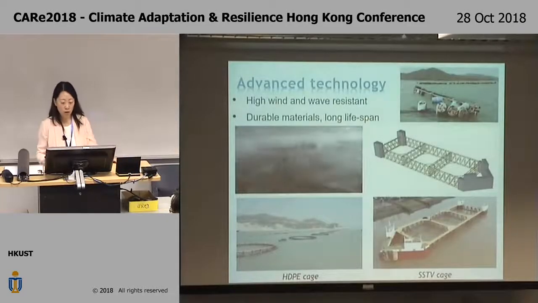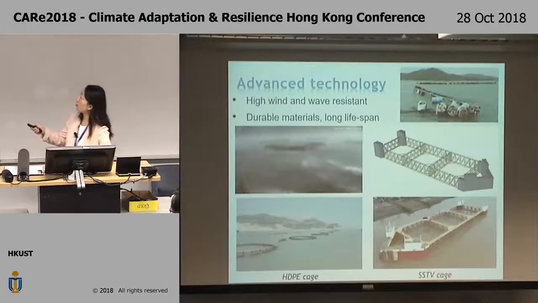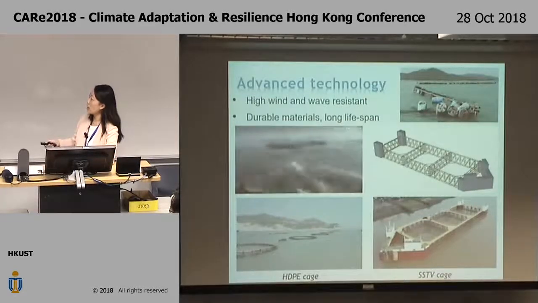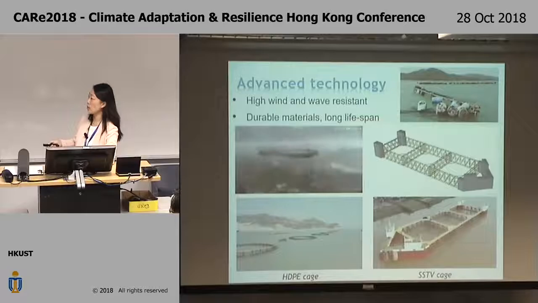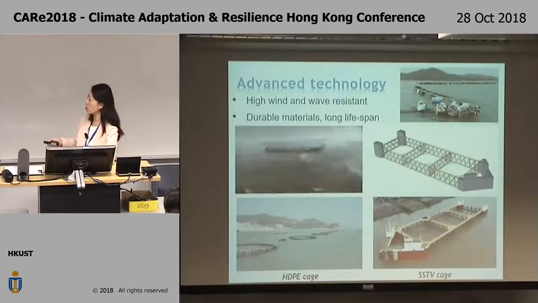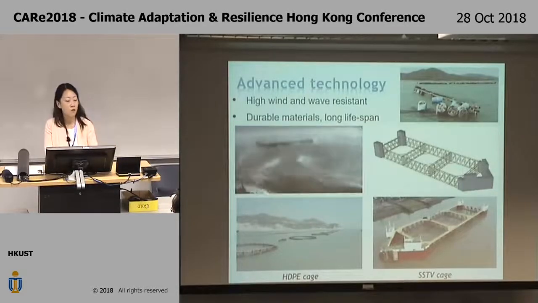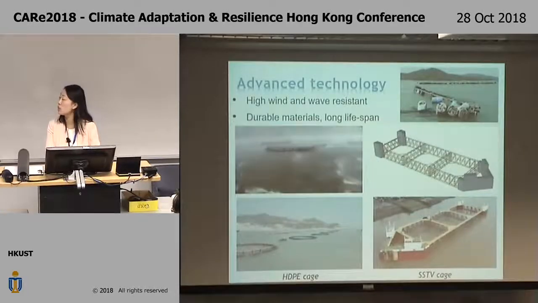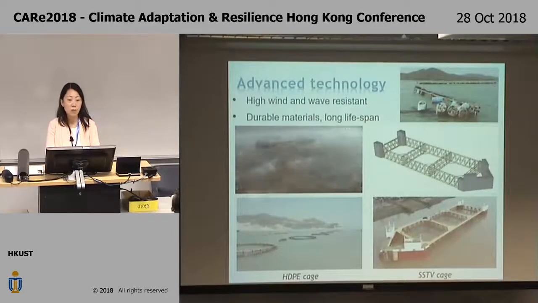So when talking about the severe typhoon, we don't want to see this occur in our fish zone anymore. In the future, we are hoping to set up some advanced technology like the HDPE cages or even the semi-submersible steel vessel cages. These cages are high wind and wave resistant, made with durable materials, and they have a long lifespan.